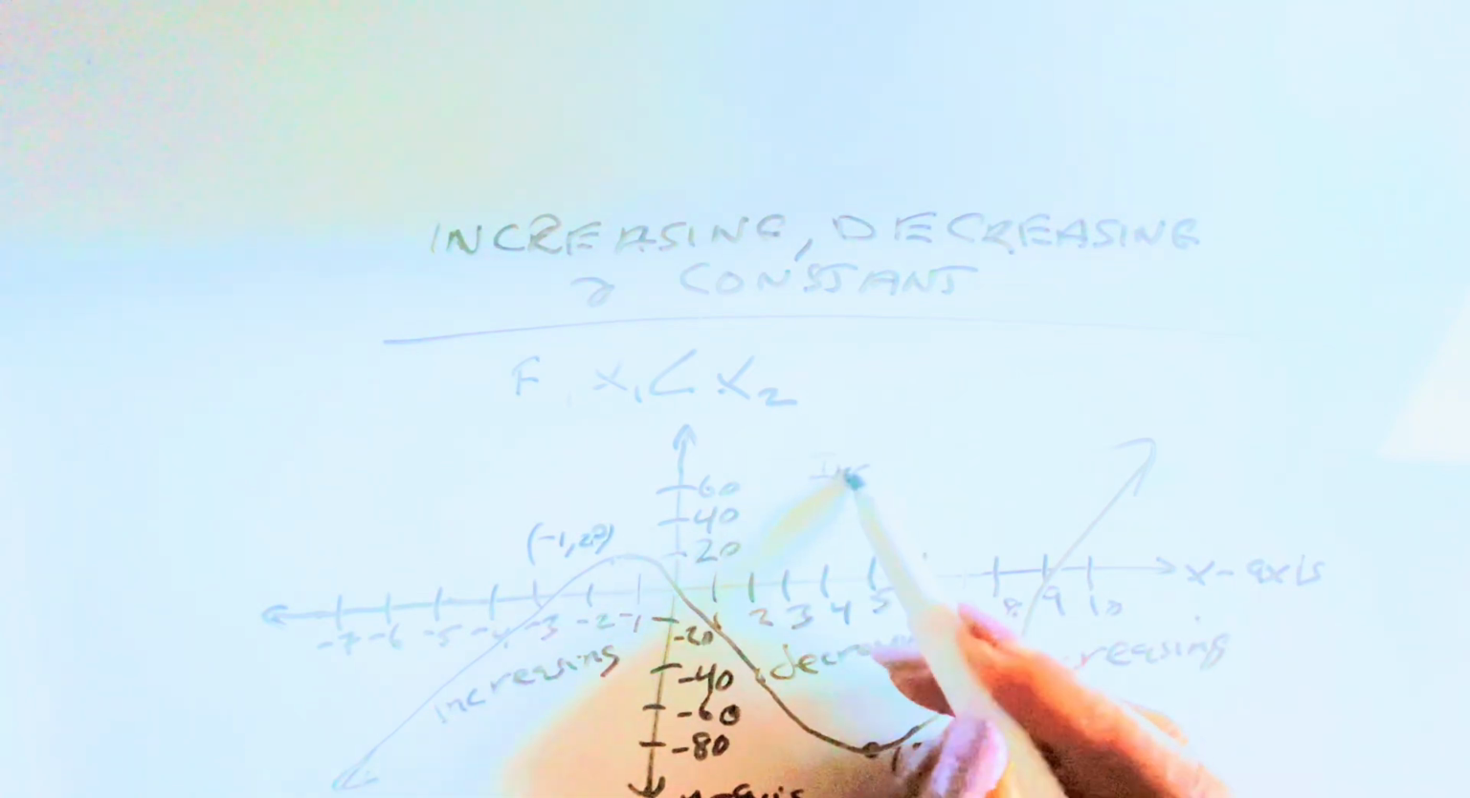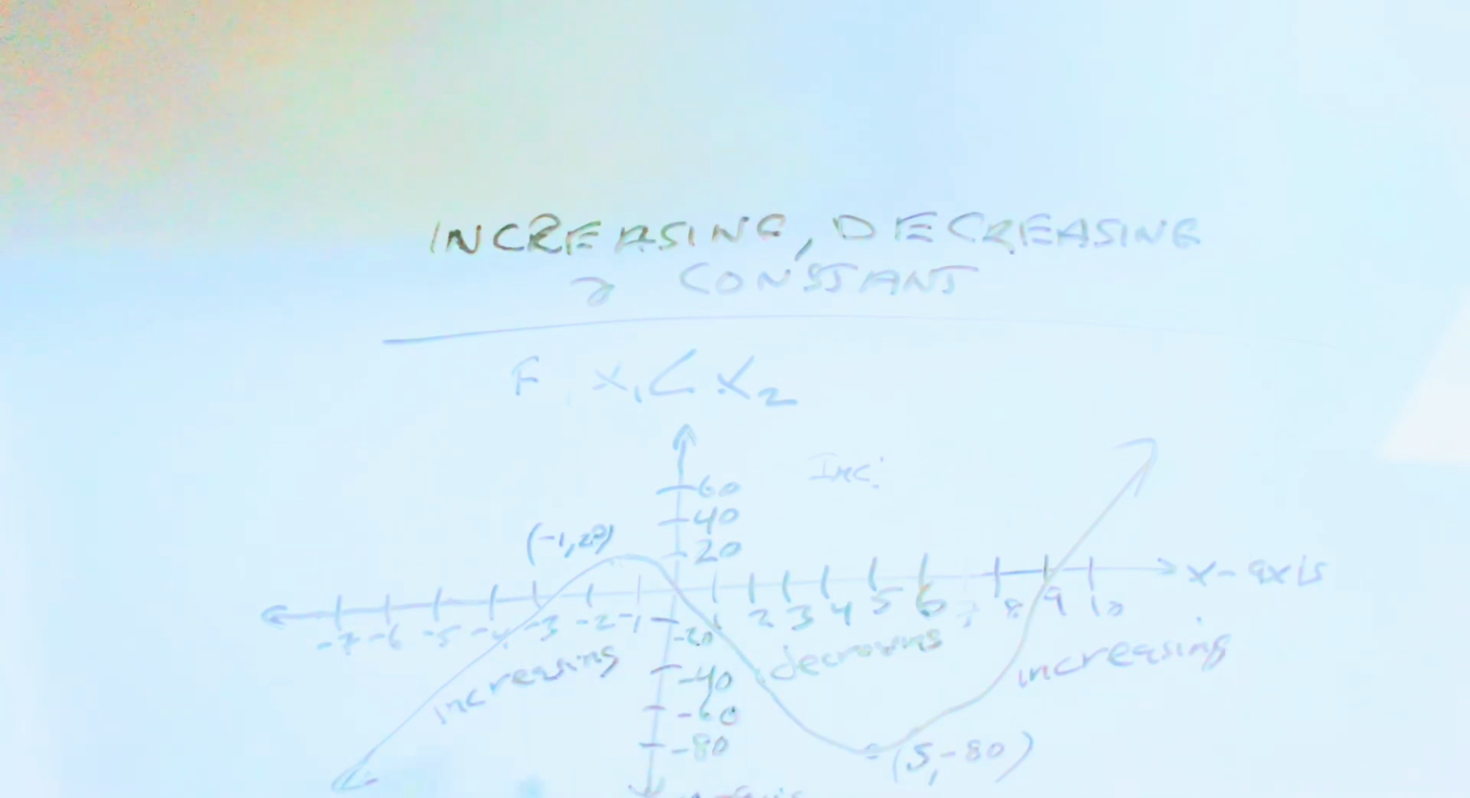It's increasing from negative infinity to negative 1, and it's also increasing from 5 to infinity. Determining increasing or decreasing is based on the x-axis. So it's increasing from negative infinity to negative 1, because that's what this point is here, and it's increasing from 5 on the x-axis to infinity.